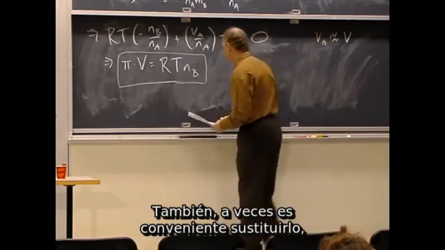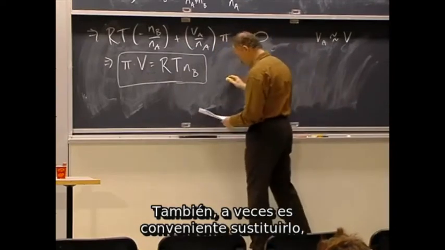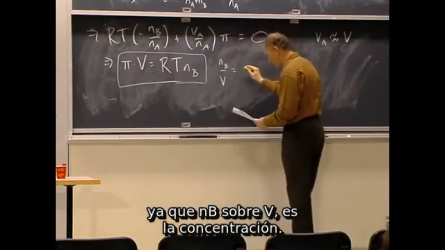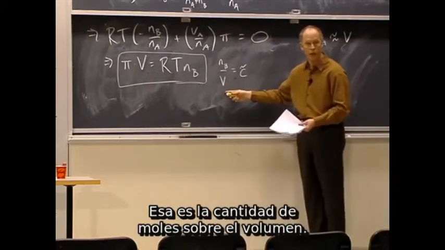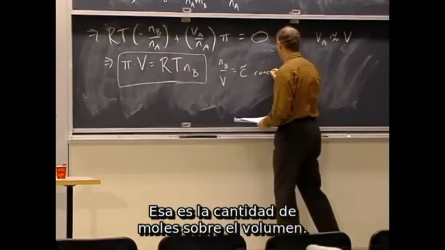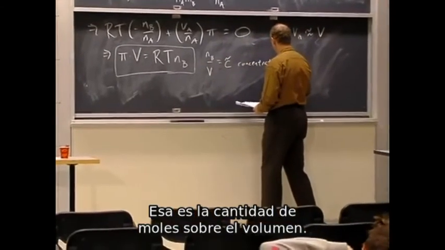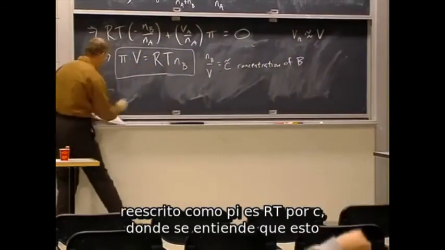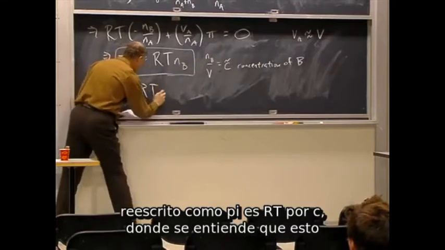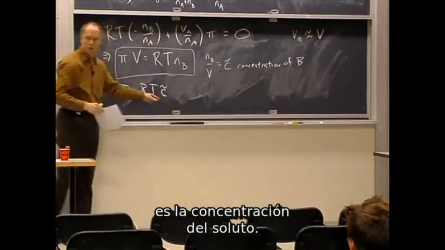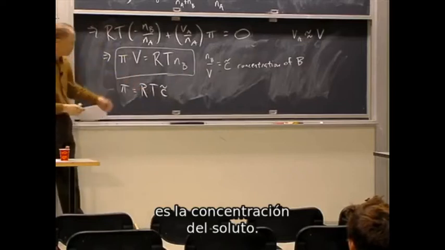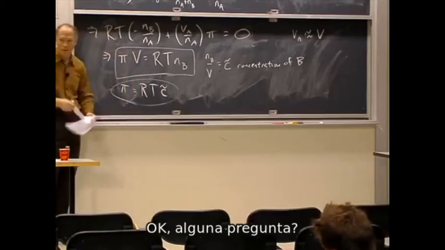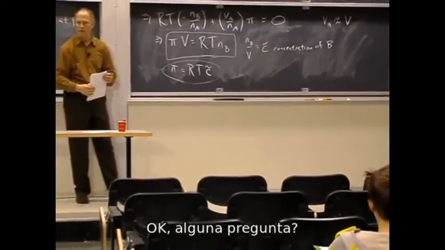Okay? Sometimes it's convenient to substitute, since NB over V is just the concentration, the number of moles over the volume. In that case, the expression is rewritten as pi is RT times C, where it's understood that this is the concentration of the solute. Right? Okay. Any questions?